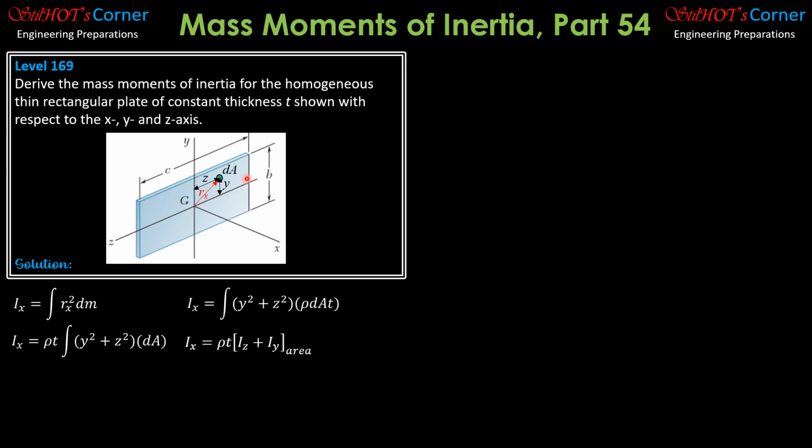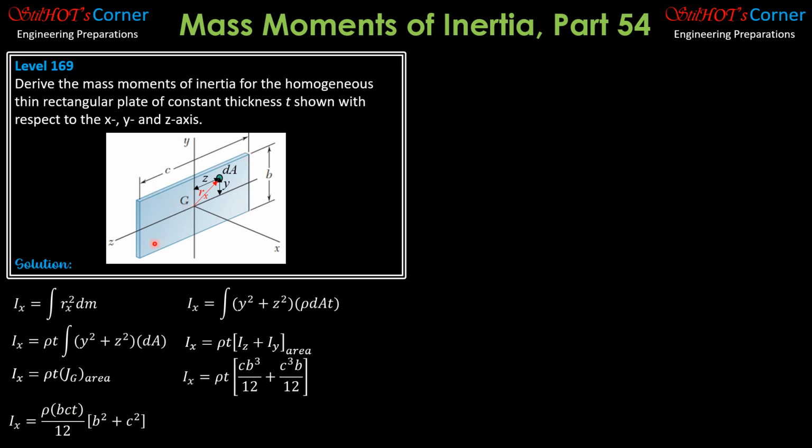Iz is equal to the moment of inertia of this rectangular area with respect to the centroid, which is C b cubed over 12. So Ix equals rho t times J, the polar moment of inertia of the area with respect to the centroid. So it is equal to density times thickness times quantity C b cubed over 12 plus C cubed b over 12. This is Iy, so with respect to this axis, it is equal to C cubed b over 12. Then factoring out BC over 12, we have Ix equals density times BCT over 12 times quantity B squared plus C squared.